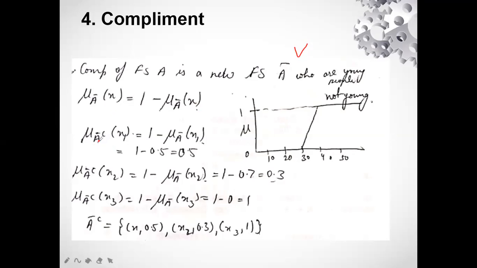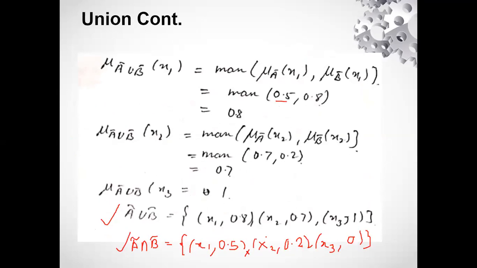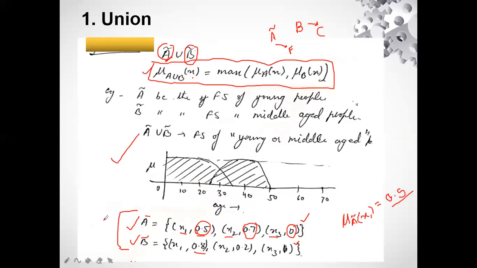So mu A bar complement of x1 will be equal to 1 minus mu A bar of x1. What is x1? We are taking the same question. 1 minus, it was 0.5. This is the A we have taken: x1 0.5, x2 0.7 and x3 0. So you can just see from here, 1 minus 0.5 will be 0.5, 1 minus 0.7 will be 0.3 and 1 minus 0 will be 1.